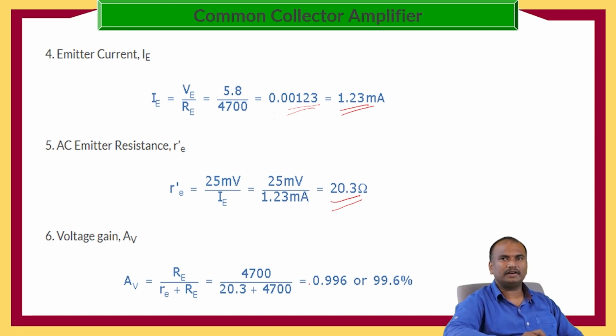Voltage gain AV is equal to RE by re plus RE, that is 4700 by 20.3 plus 4700, that is 0.996, which is approximately equal to 99.6%.